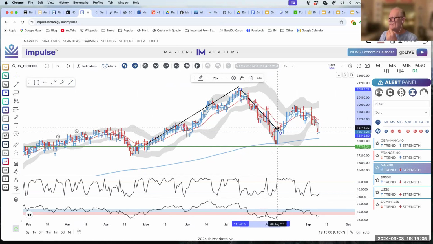11th of July through to about 11th of August. So, nearly a month of a counter trend there. Counter trends can be very lucrative, but obviously they're more risky. So be careful about those.